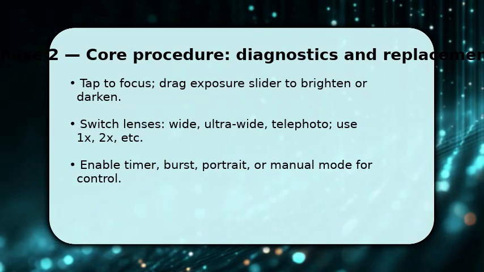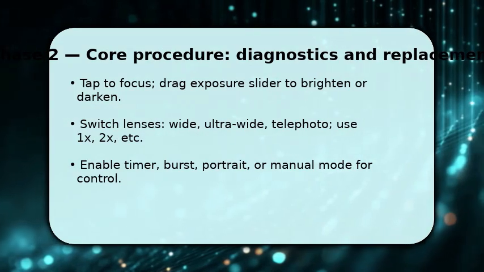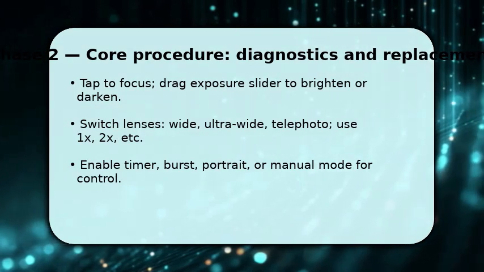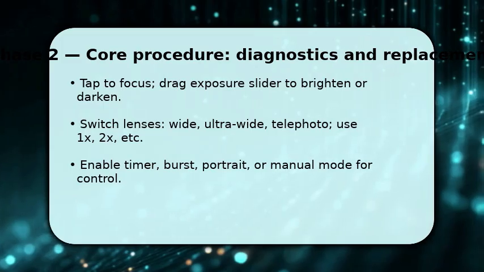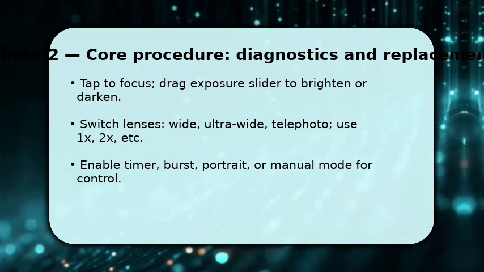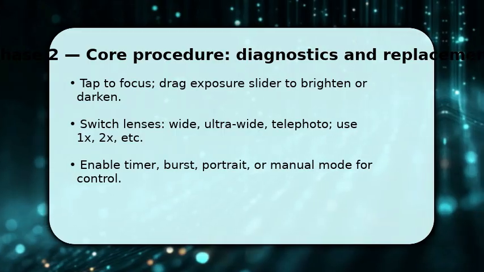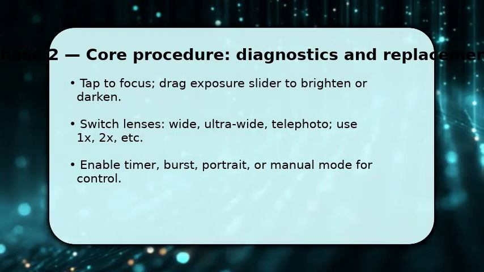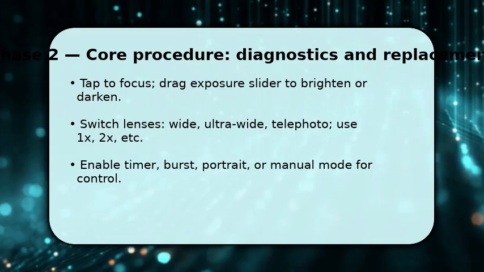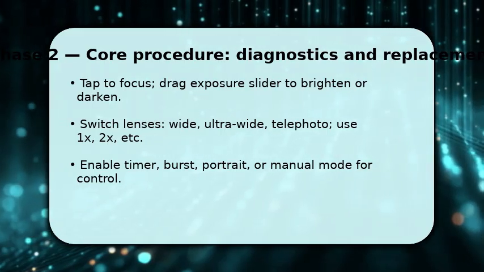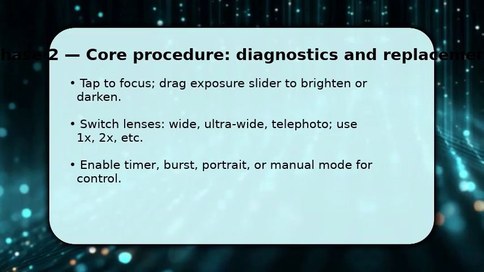You compose by framing with the grid, then tap to focus on your subject and drag the exposure slider to balance light. Make sure to switch lenses, wide for scenes, telephoto for distance, ultra-wide for dramatic angles, using the 1x, 2x markers as needed. If you need motion shots, enable burst or set a timer for hands-free shooting.